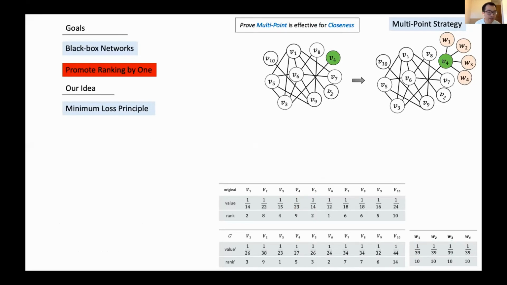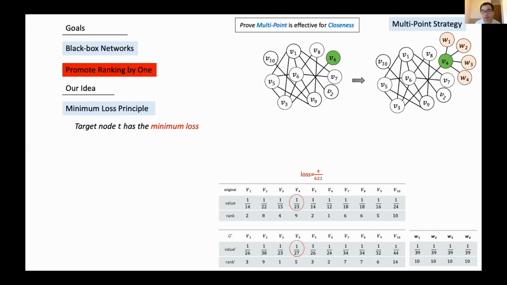There are other cases where all nodes can only decrease their centrality, and we need to ensure the target node has the minimum loss. Using this logic, we can prove that the multi-point strategy is effective for closeness. Still, it has to meet 3 conditions. The first condition is that the target node T has a minimum loss.